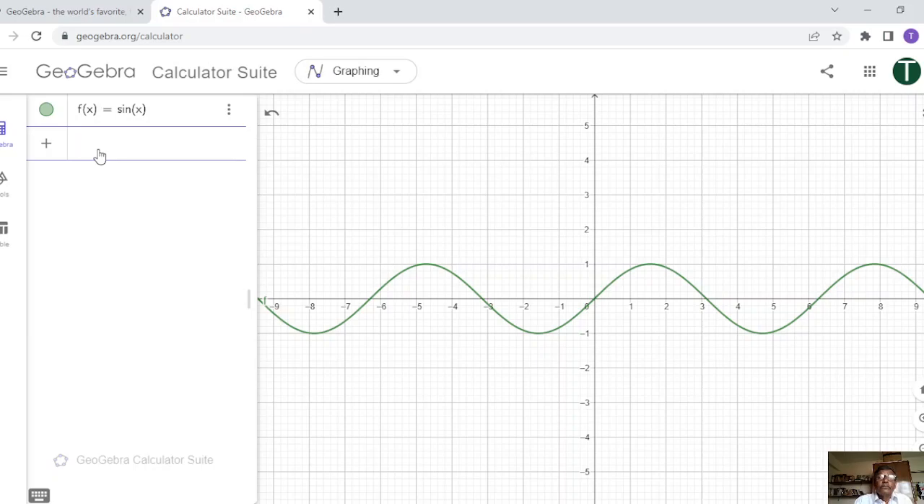You say that P equals Point, and then you say on which curve, which function. The name of the function is f, so that is the sine wave. So P is created here. And if you now try to move this point P, you will find it will always remain on the curve. Okay.